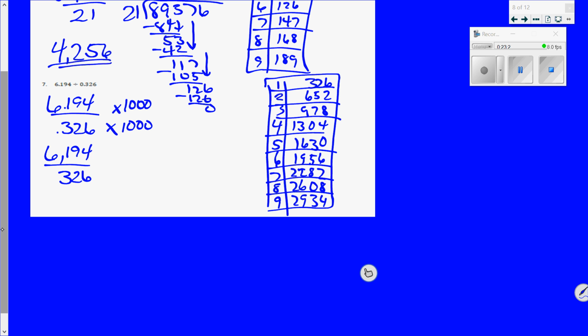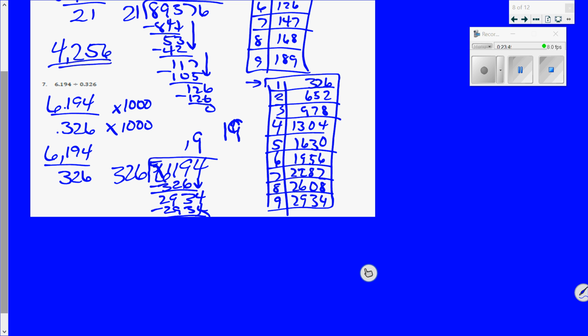Anyway, so hopefully that table wasn't too bad, right? So 6,194 divided by 326. It's going to 619 only once. So I subtract 326. Gives me 293. I needed the beginning and the end of my table. So my answer was 19. Make sense? How are you feeling on those, guys?